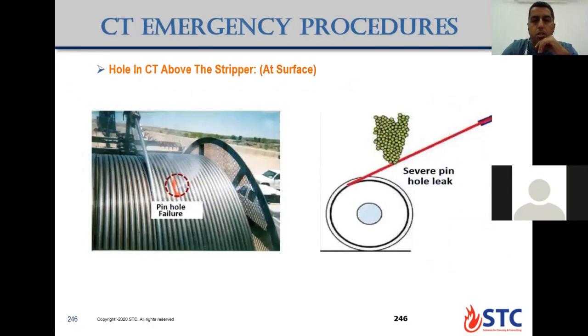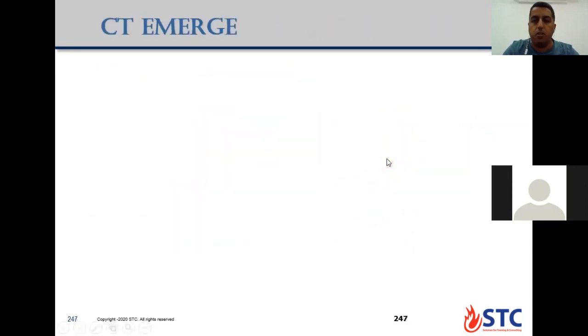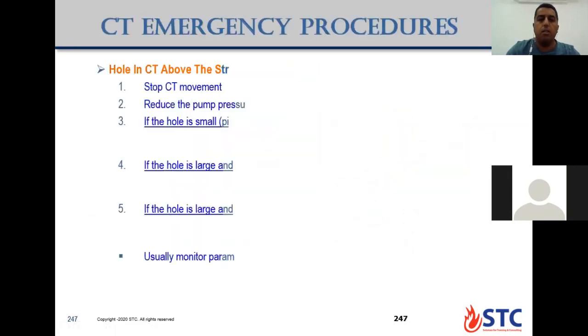Another contingency plan is a hole in the coil tubing above the stripper. Visually, you can see you have a pinhole or hole or leak in the coil tubing at the surface. For example, between the reel and gooseneck, you have a certain leak at the surface. So what action can be taken?